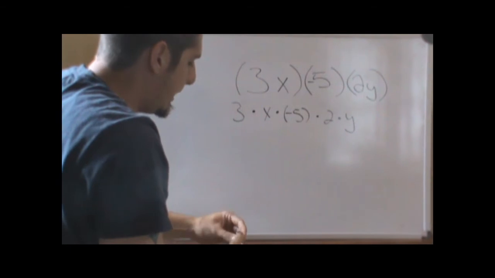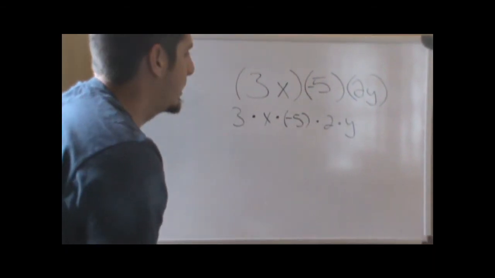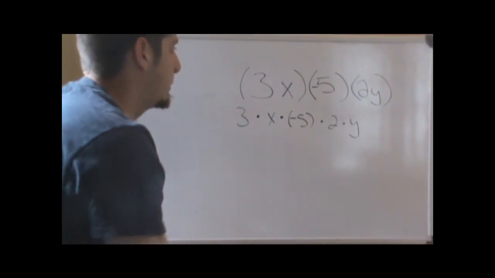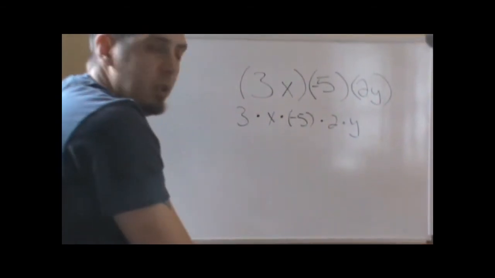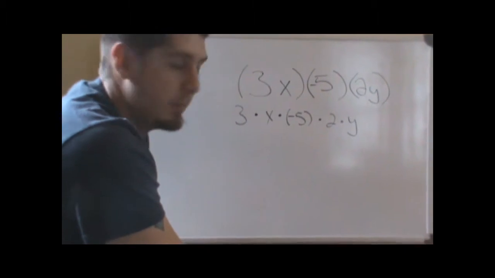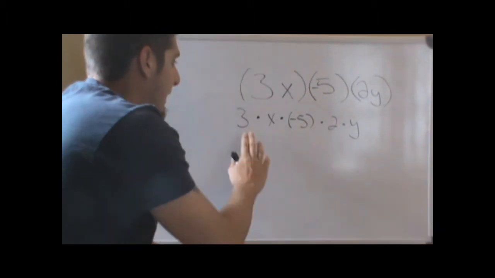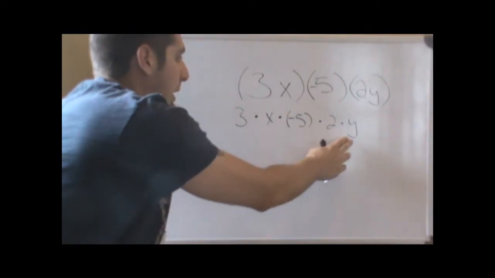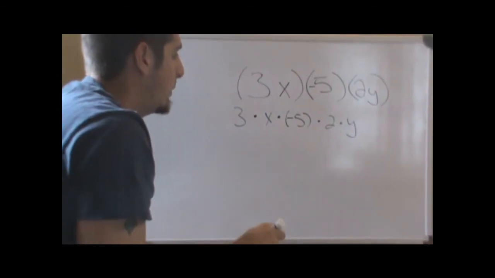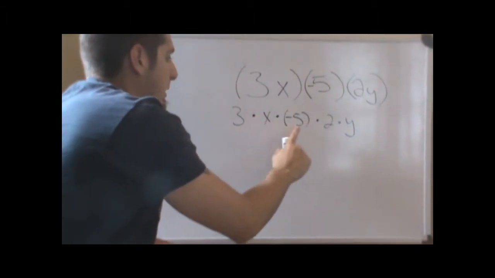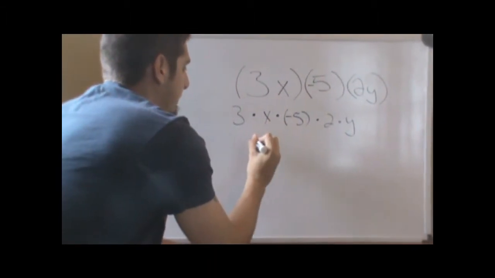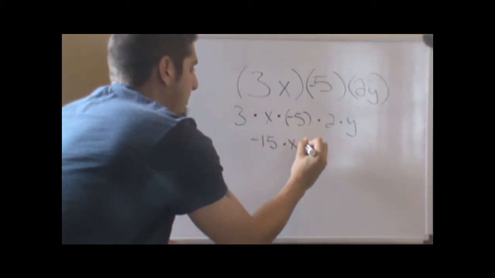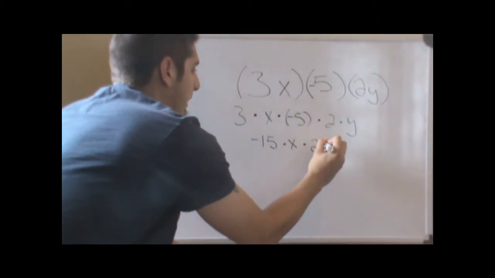And if you remember way back in Chapter 1, Section 4, we talked about the commutative property. The commutative property says when you have all multiplication, you can do it in any order you want. Because obviously I can't multiply 3 by a number I don't know, and I can't multiply 2 by a number that I don't know. But what I can do is 3 times negative 5, which will get me negative 15. Then I still have times x left, times 2, and times y.